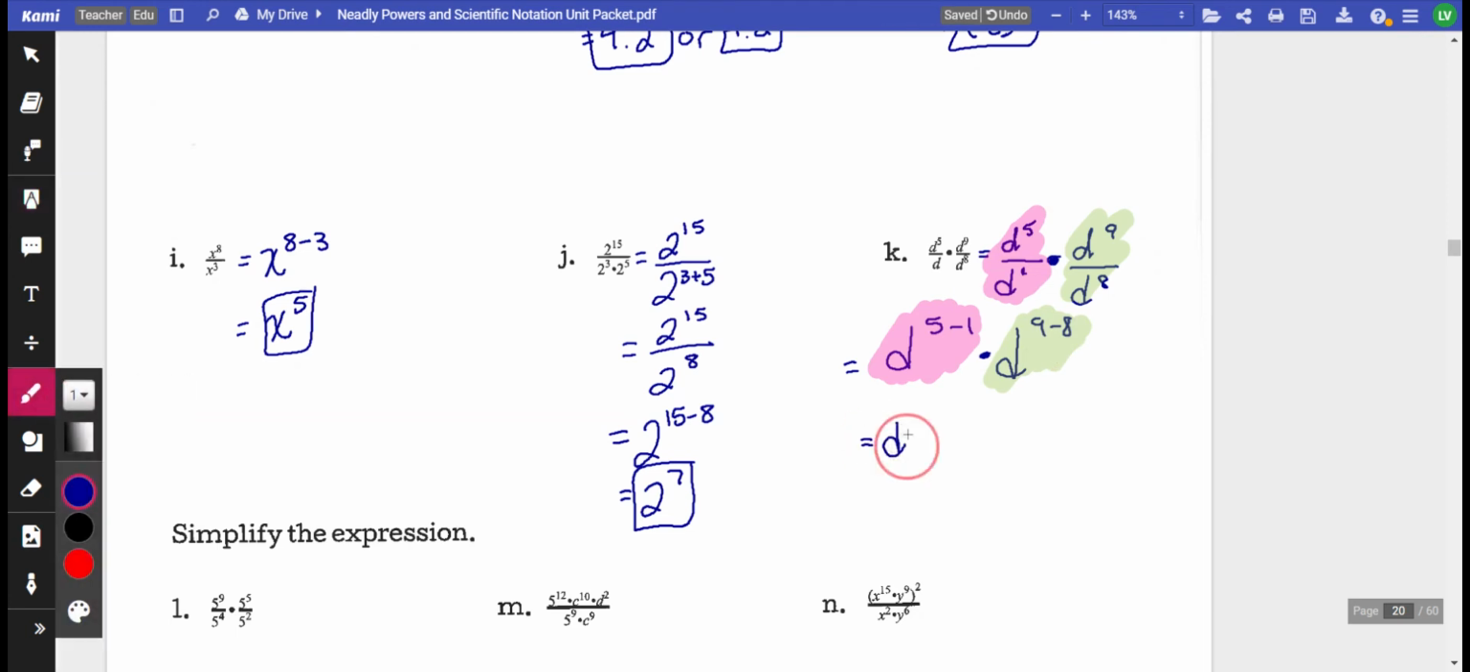Simplified, this is d to the 4th times d to the 1st. So because I'm multiplying both bases, I add the exponents, d to the 4th plus 1. So that becomes d to the 5th power.